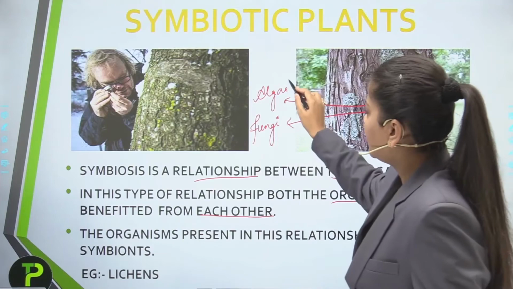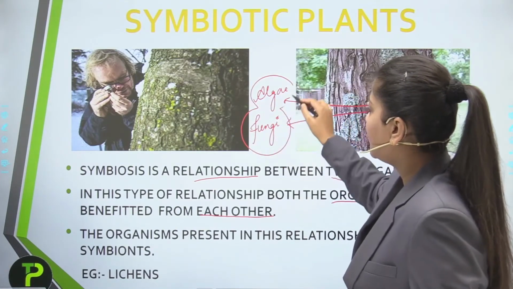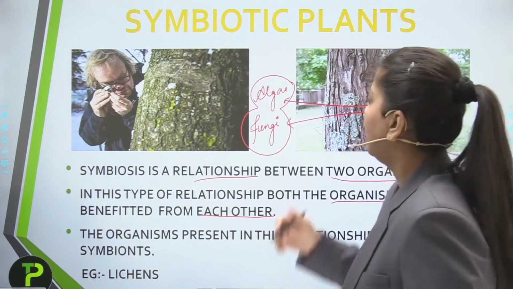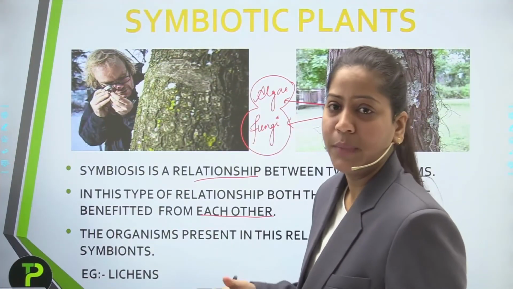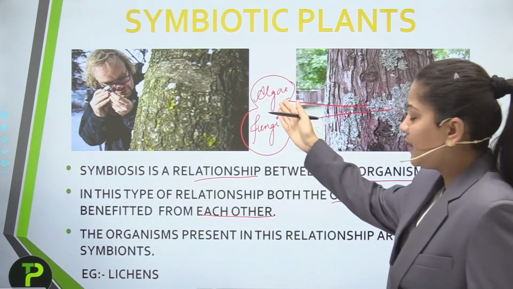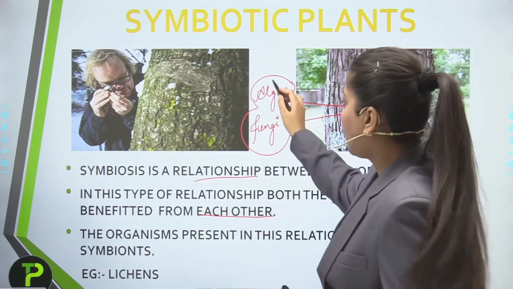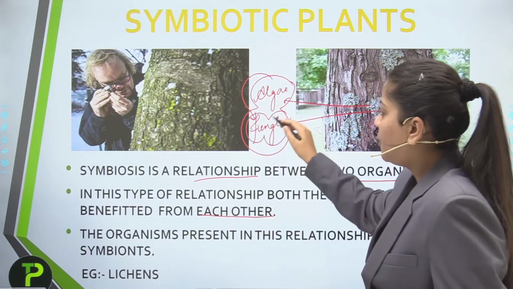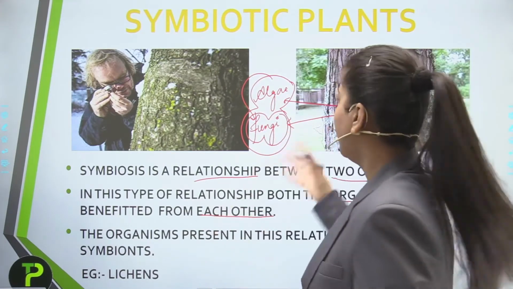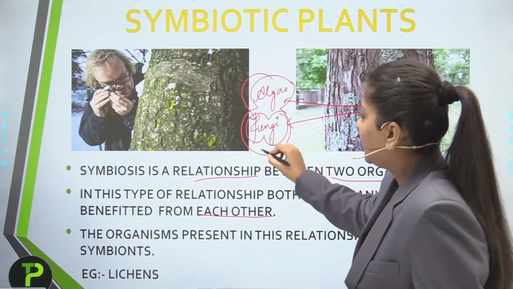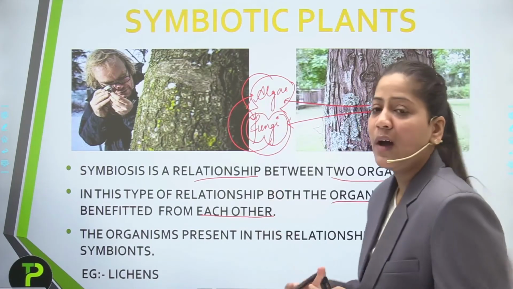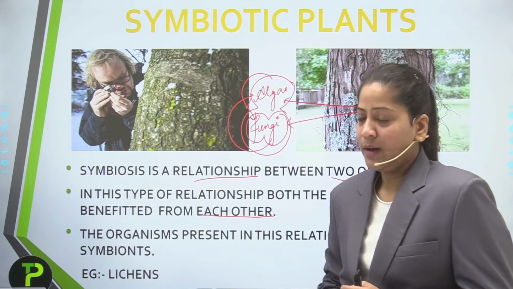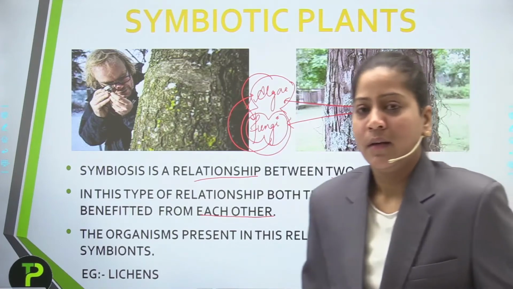So both the organisms are in a symbiotic relationship and provide something to each other. Algae is a green plant because it has chlorophyll, so it can make food and provide food to the fungi. Fungi absorb nutrients and water from the tree and provide them to the algae. So both are in a symbiotic relationship and benefit from each other.